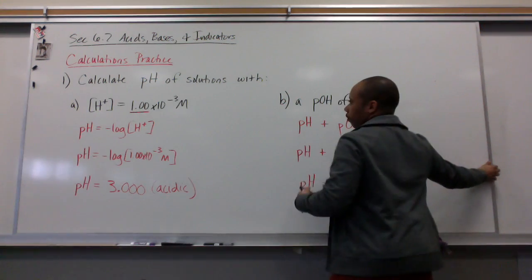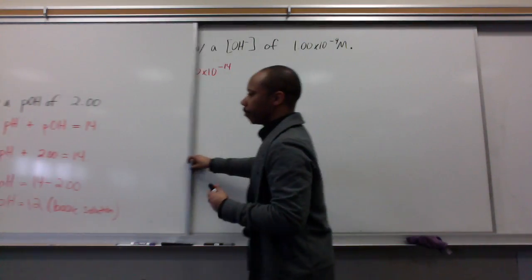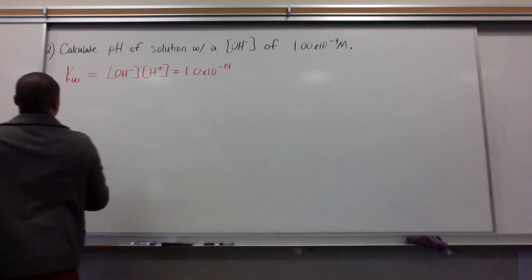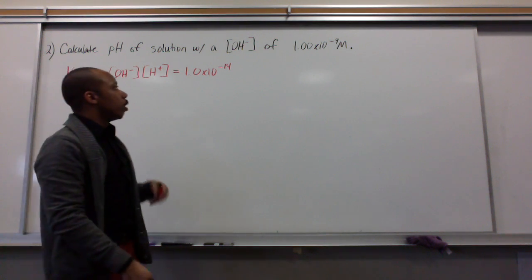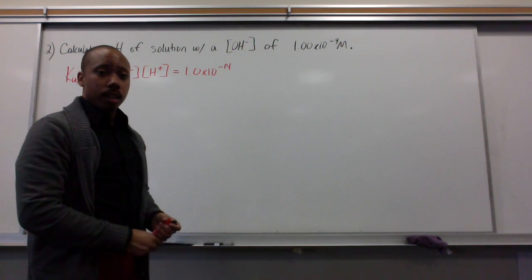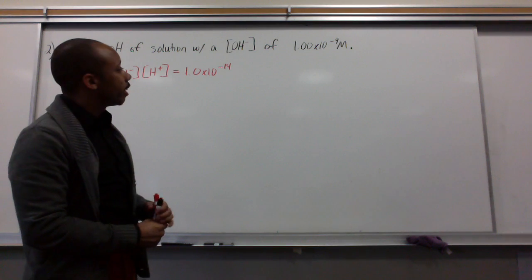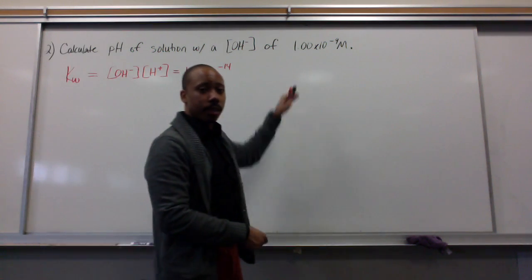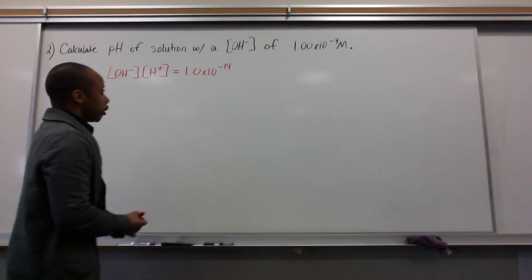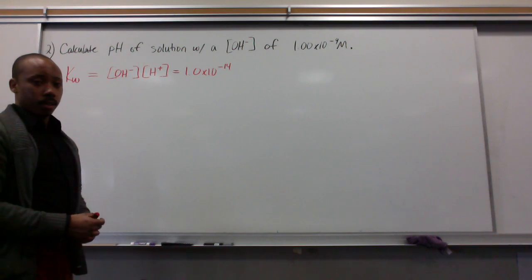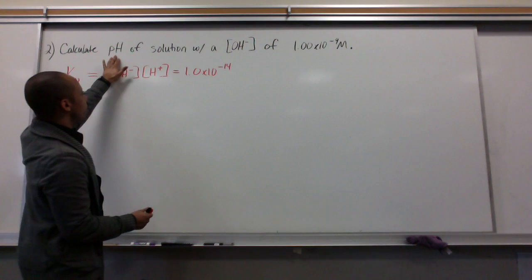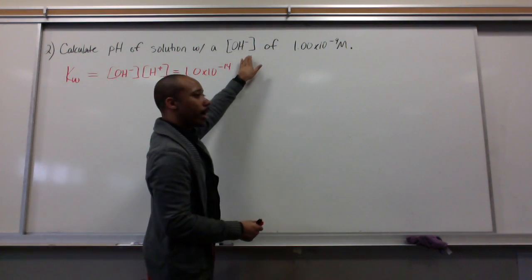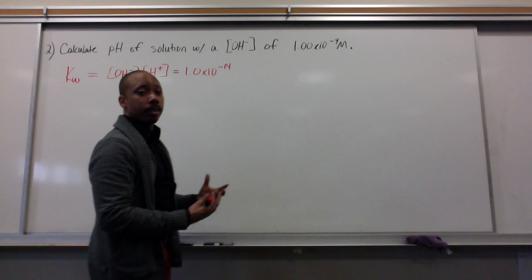Now, different calculations. If I had a question that said calculate the pH of the solution with a hydroxide concentration of 1 times 10 to the negative 9th. That's negative 9th there, it's hard to see it now. Now, there's different ways that I can approach this problem. The first way I'm going to approach this problem is thinking of, well, how can I relate pH to the concentration of OH minus? That's the objective.